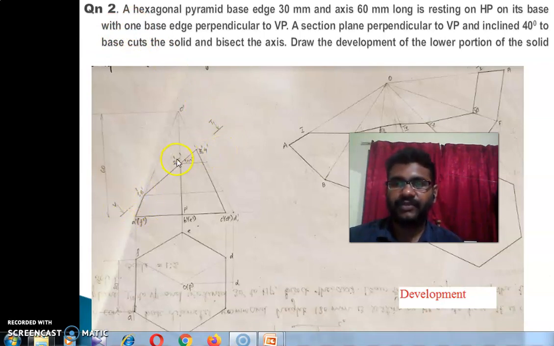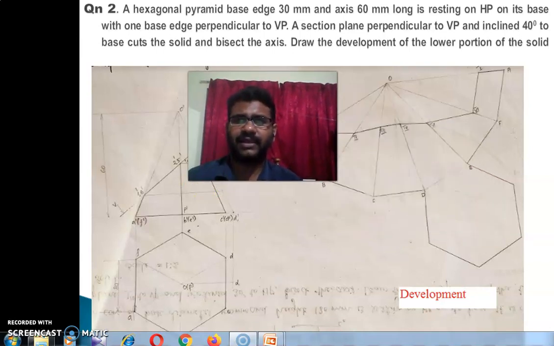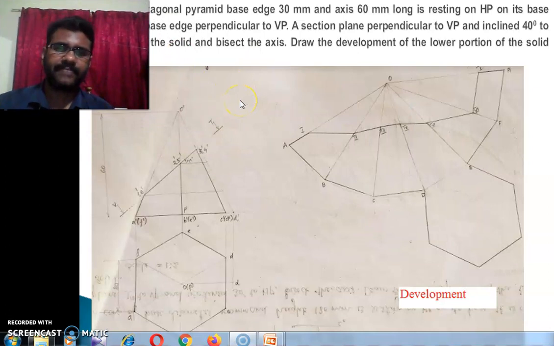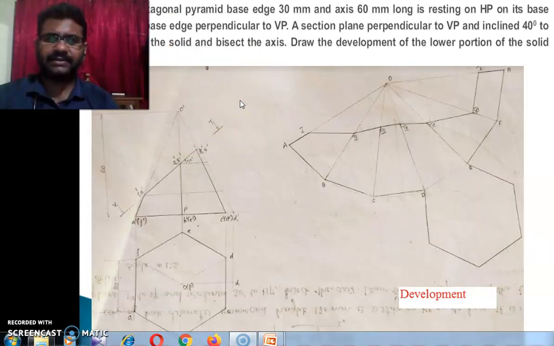The section plane also bisects the axis, so locate the midpoint and through this point draw the section plane, and you can locate all the section points. Mark the section points, and the next thing is we have to develop the pyramid. We have already discussed how to draw the development of a pyramid, but anyway, we can discuss that once more in this case.